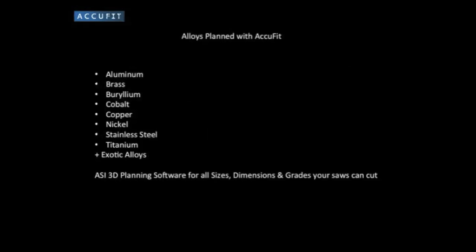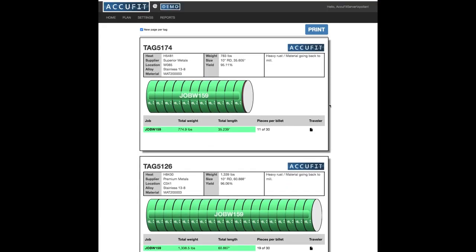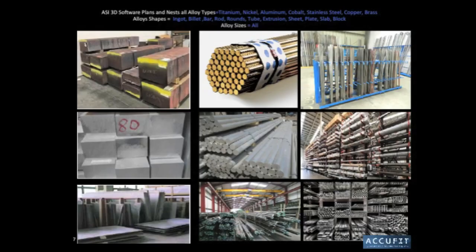ASI 3D software plans and nests aluminum, beryllium, brass, copper, carbon steel, cobalt, stainless steel, titanium, and nickel, plus many exotic alloys. AccuFit Solutions creates great cutting plans for rod, billet, bar, extrusion, tube, sheet, plate, slab, and block in every size, gauge, and dimension your saws can cut.